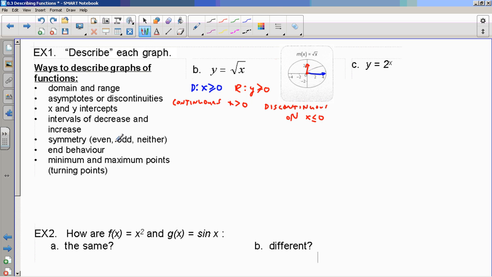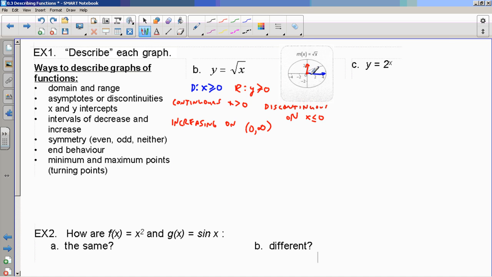Intervals of increase and decrease. Well, it's increasing on, and I'm going to go to interval notation here, it's increasing on everything besides at 0. It's defined at 0, but it's not really increasing at 0, is it? It's kind of a minimum there, isn't it? 0 to infinity. And it's decreasing nowhere.